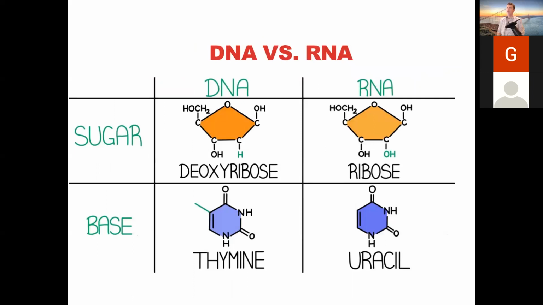So just to remind you, the differences between DNA and RNA. The sugar in DNA is deoxyribose. You can see here there's a hydrogen, whereas in RNA it's ribose, and there's an OH group there. And then the base is, in DNA, there's a thymine, and in RNA, instead of thymine, it's uracil.